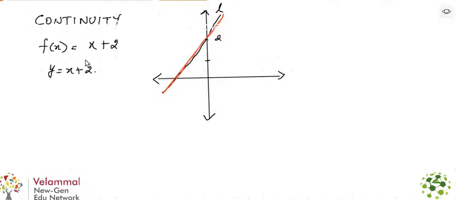Yes. So f of x is equal to x plus 2 is a continuous function because at every point x, we find the value of y. And if we join the y's, we can join them without even shifting our hand. That is the meaning of continuity.